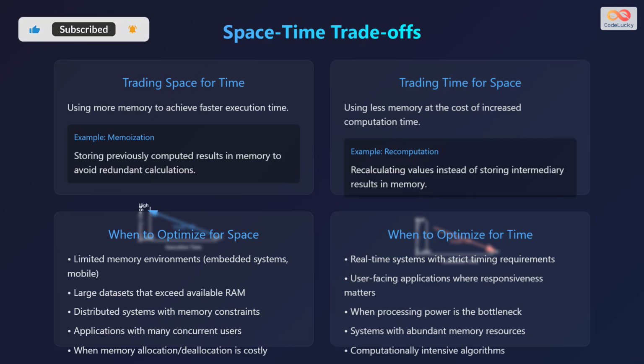When should we optimize for time? We should optimize for time in real-time systems with strict timing requirements, user-facing applications where responsiveness matters, when processing power is the bottleneck, systems with abundant memory resources, or computationally intensive algorithms.